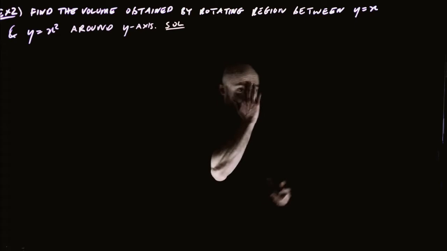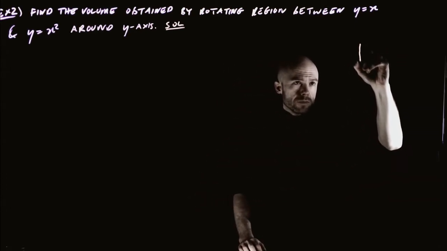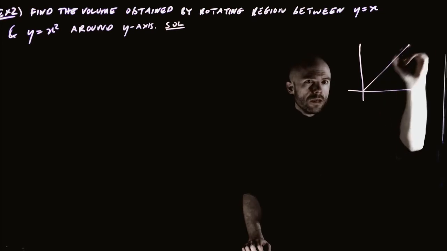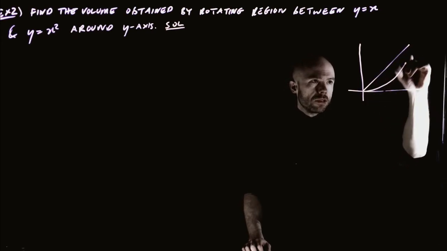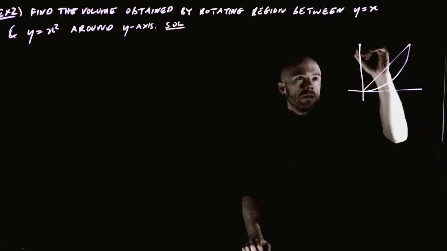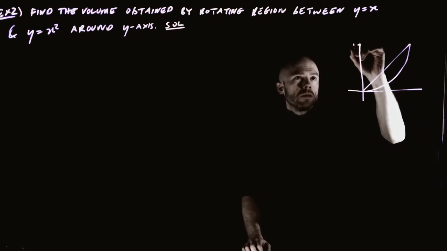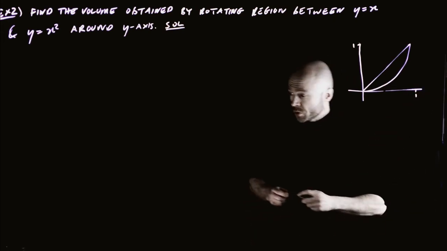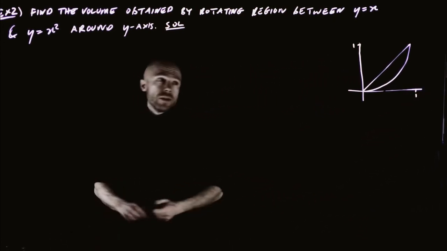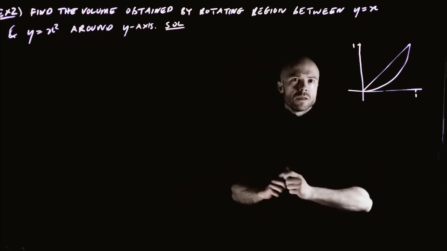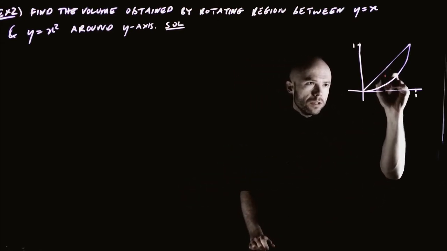Okay, obviously we draw a picture. So y equals x is this, y equals x squared is this. Yeah? And then this is 1, and this is 1 right here. Yeah? And then we draw our shells. And the shells will have their radius defined by x. Right? So we draw the shell.